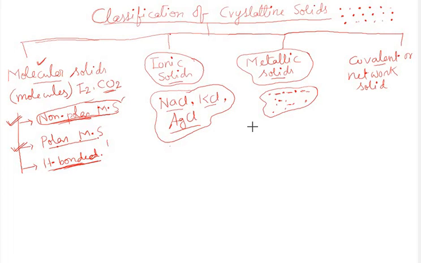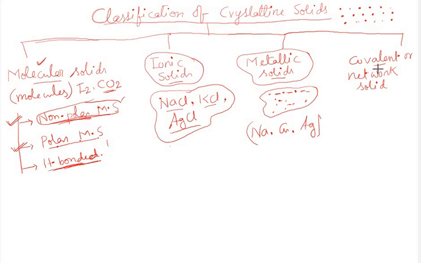For example, say sodium, copper, silver. Okay, these are all metallic solid in which the metallic bond exists between the constituent particles.